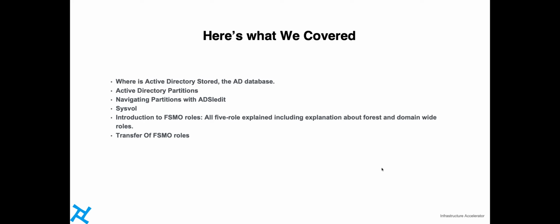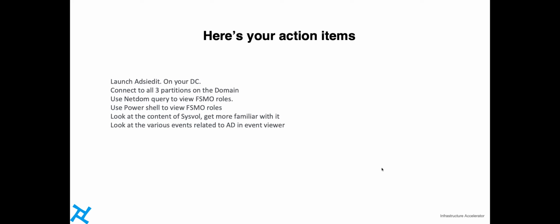Alright, so here is what we covered in this module. We told you where Active Directory is stored, the Active Directory database. We showed you the three partitions of Active Directory. I also told you about the forest DNS zone and the domain DNS zone, the two partitions, in total 5 partitions. I told you how to use ADSI Edit to go through the partitions. I told you about Sysvol. I told you about all the 5 FSMO roles. I also explained the forest-wide roles and the domain-wide roles. Then I told you how to transfer the FSMO roles. So that was all cool.